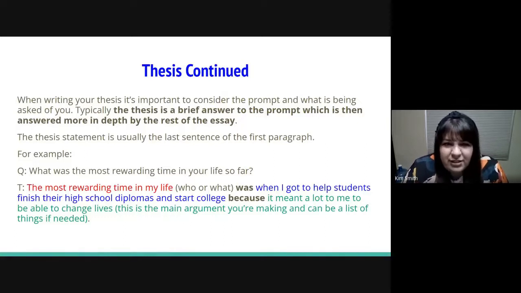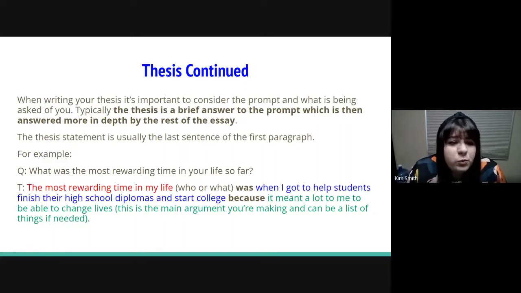More information on the thesis. When writing your thesis, it's important to consider the prompt and what is being asked of you. Again, the thesis is a brief answer to the prompt, which is then answered more in depth by the rest of your essay. So the thesis statement is usually the last sentence of the first paragraph. That kind of sums up your introductory paragraph and really kind of shows readers, hey, this is what we're looking forward to reading today.